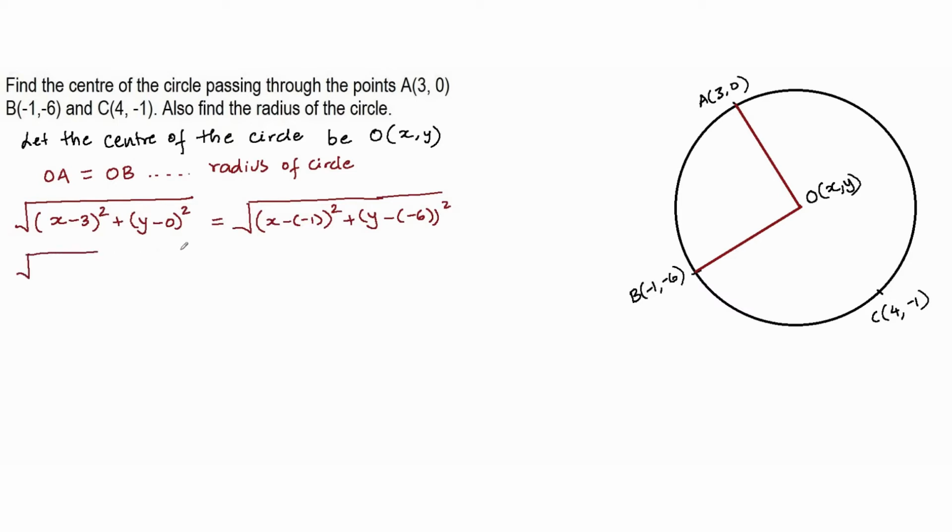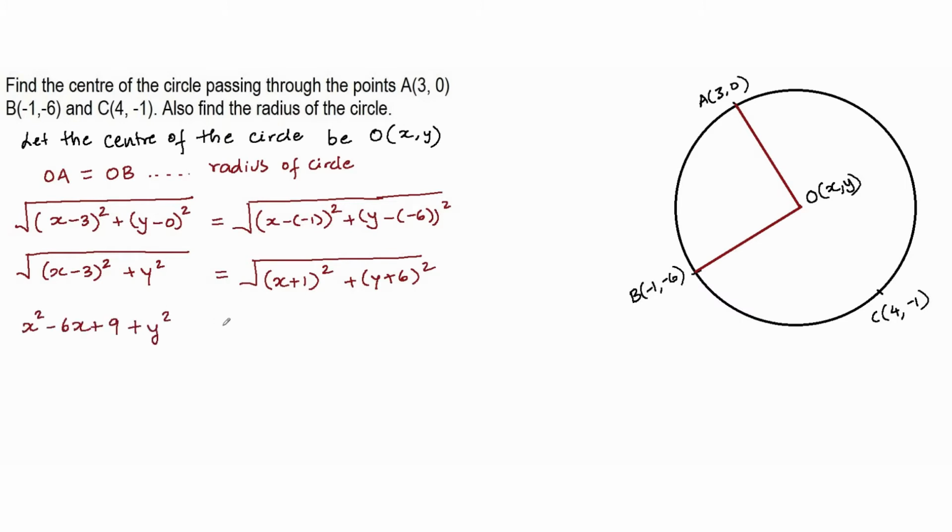Therefore, this becomes under root of (x minus 3) the whole square plus y square is equal to under root of (x plus 1) the whole square plus (y plus 6) the whole square. Now squaring both sides, we get x square minus 6x plus 9 plus y square is equal to x square plus 2x plus 1 plus y square plus 12y plus 36. And now we have cancellations on both sides. So x square and x square cancel, y square and y square cancel.